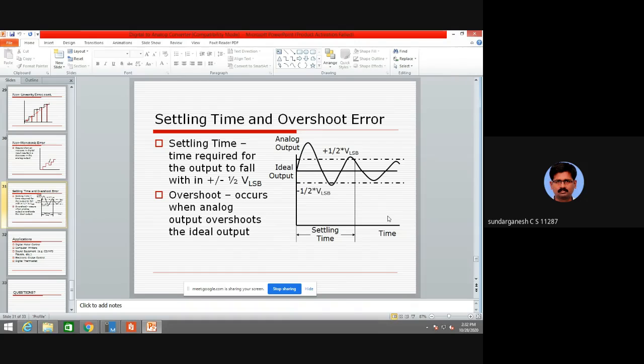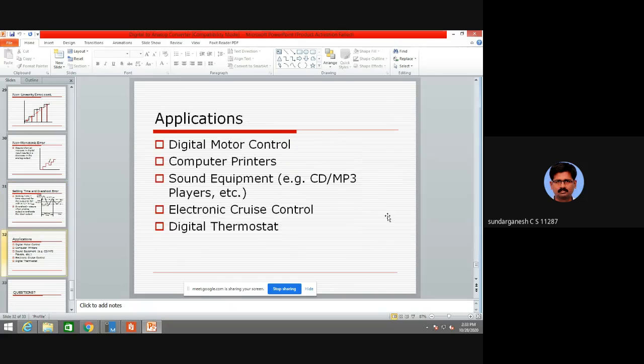Finally, settling time and overshoot. Settling time is the time the output should remain in this state within plus or minus 1 by 2 LSB. Then the output is constant and good. The overshoot occurs when the analog output overshoots the ideal output. So applications are digital motor control, computer printers, sound equipment, electronic cruise control, and digital thermostat.